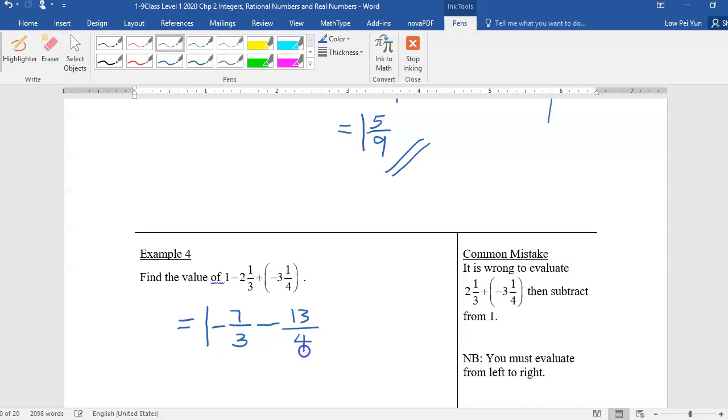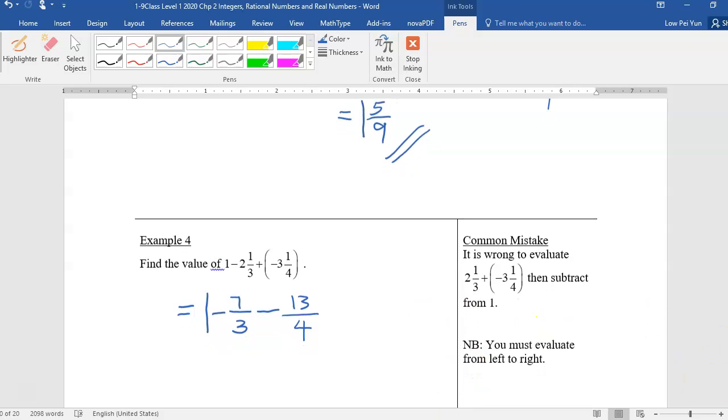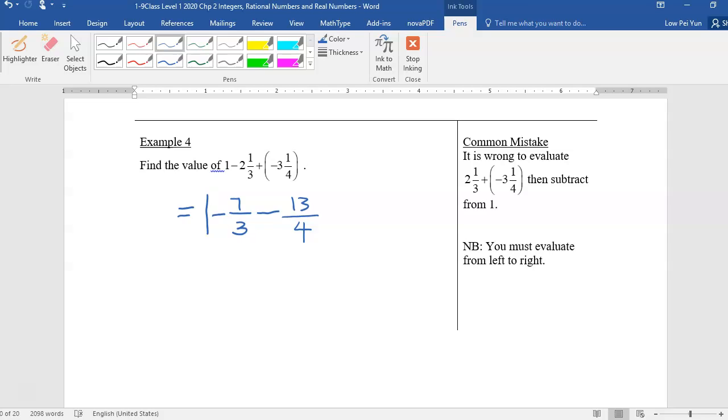Okay. I know your primary school teacher has introduced many methods, but this is what I'm going to introduce. I will make one whole as something over something. So Gerard, what is the denominator I should aim to get? 12. So one whole I will make 12 over 12. What about the 3? 3 times what gives 12? Times 4. Good.